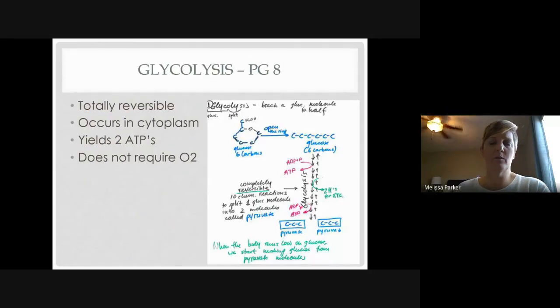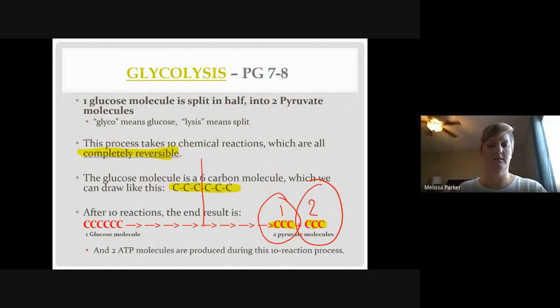So what you want to remember too with glycolysis is that it's totally reversible, meaning that I can... let me get out of here so I can go to my whiteboard over here.